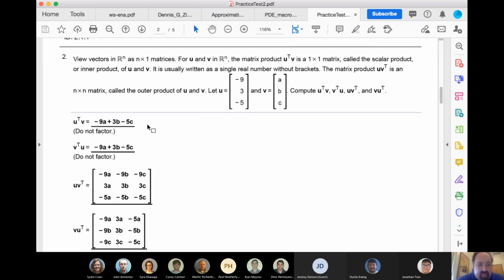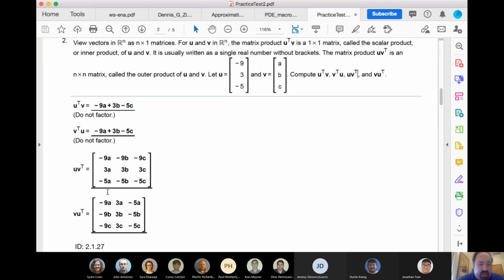When everything is real, as is the case in all of our problems in this class, the inner product or dot product is commutative. So U transpose V and V transpose U are the same. By contrast, the outer product, and you can remember that because the transpose is on the outside, results in a matrix, and the outer product is not commutative. So UV transpose is not the same as VU transpose.